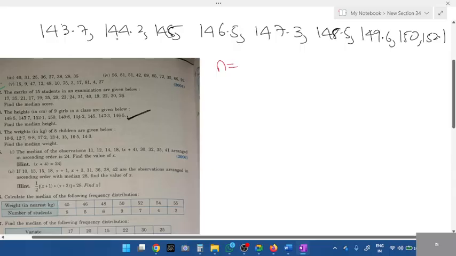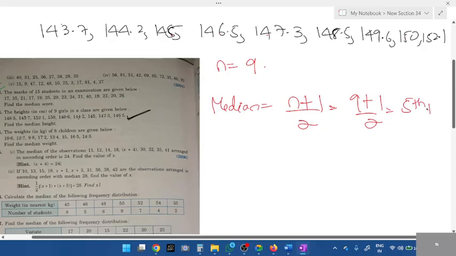N is equal to, tell me, N is equal to 8 or 9? 9. Is 9 odd or even? Odd number. What's the formula for odd? N plus 1 divided by 2. Okay, 9 plus 1 divided by 2. What is 9 plus 1 divided by 2?